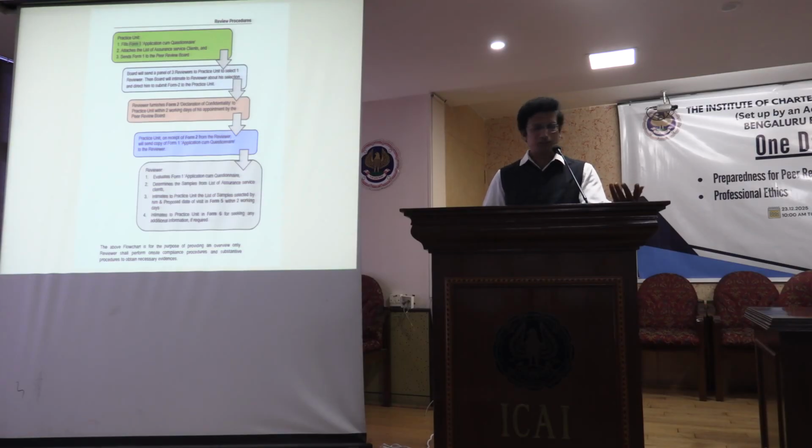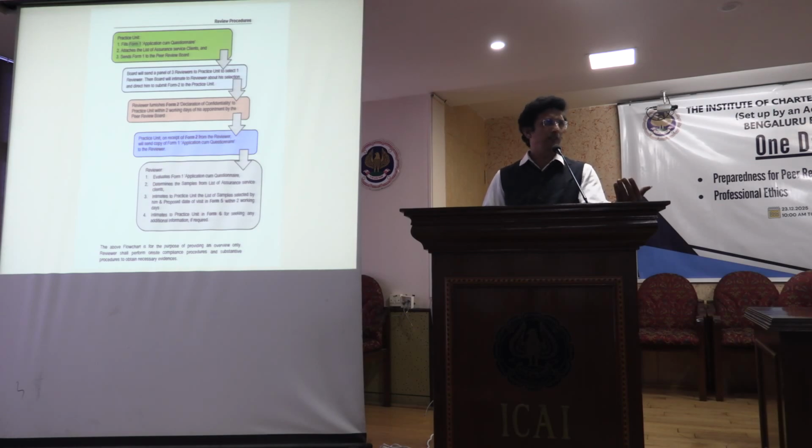Probably I'll just read out. This is again the first step, as we say, it is more of the form 1. So once you submit the form 1, once you communicate to the peer review board that you want to have a voluntary peer review done, or it's mandated, then you need to submit the form 1. Then the list of assurance clients, that's part of annexure A, that is part of the form and needs to be submitted.